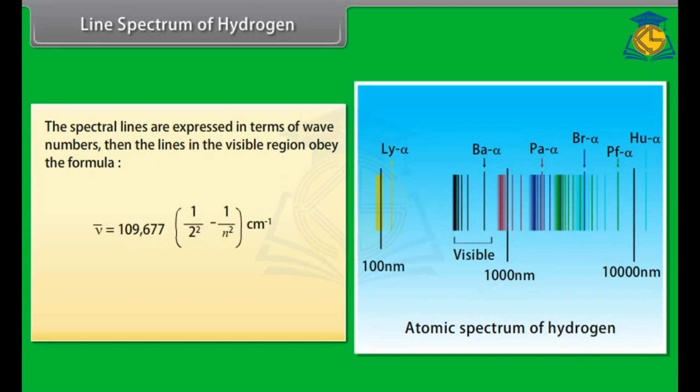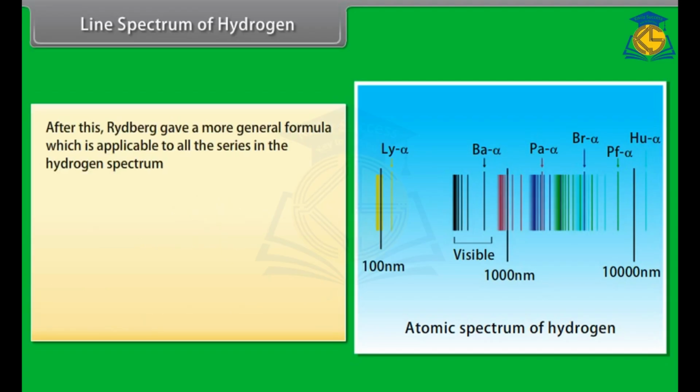Wave number is equal to 109677 into (1 by 2 square minus 1 by n square) per centimeter, where n is an integer equal to or greater than 3, that is, n is equal to 3, 4, 5 and so on. After this, Rydberg gave a more general formula, which is applicable to all the series in the hydrogen spectrum.